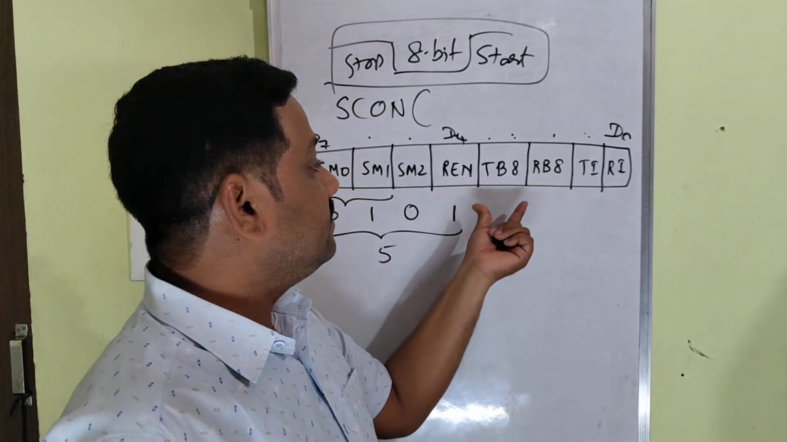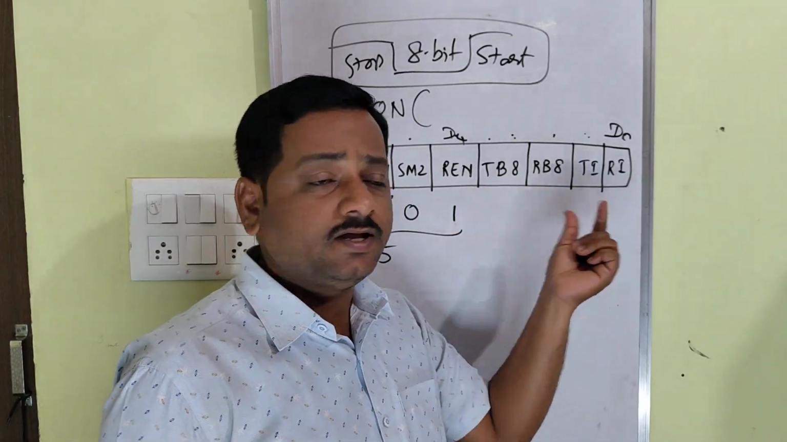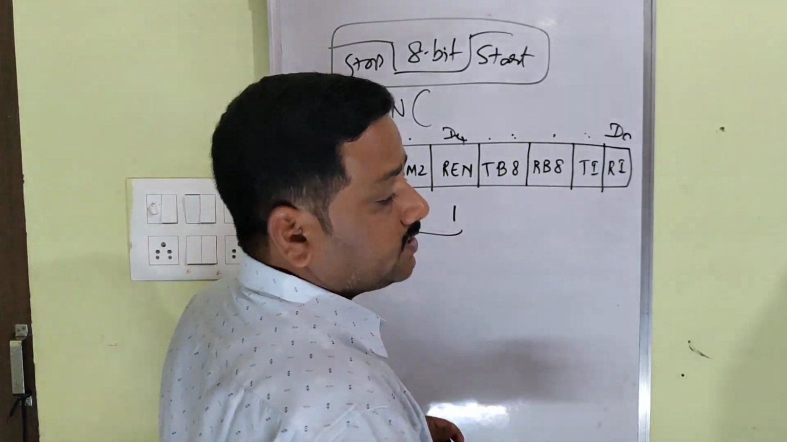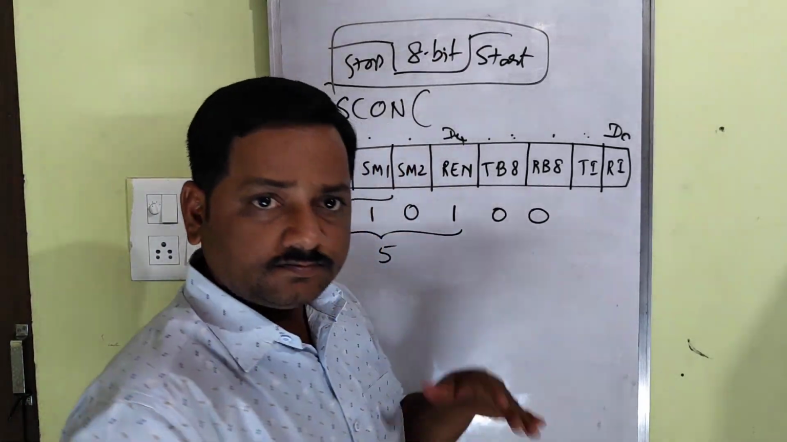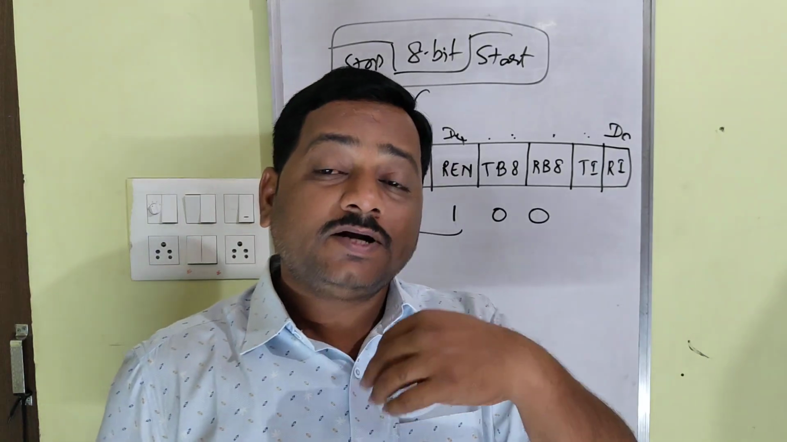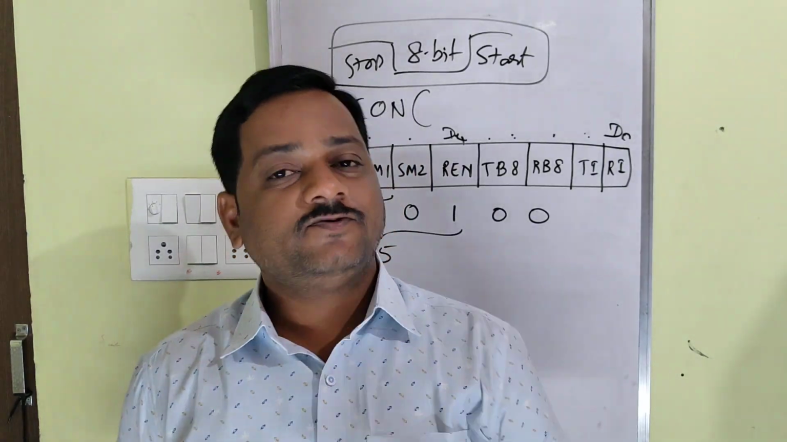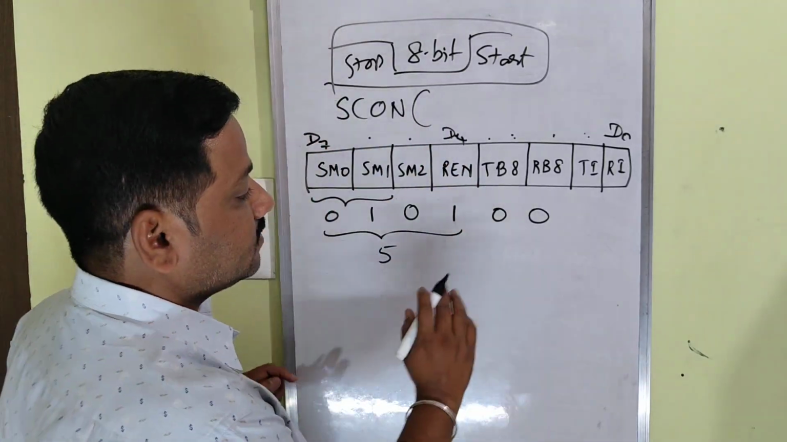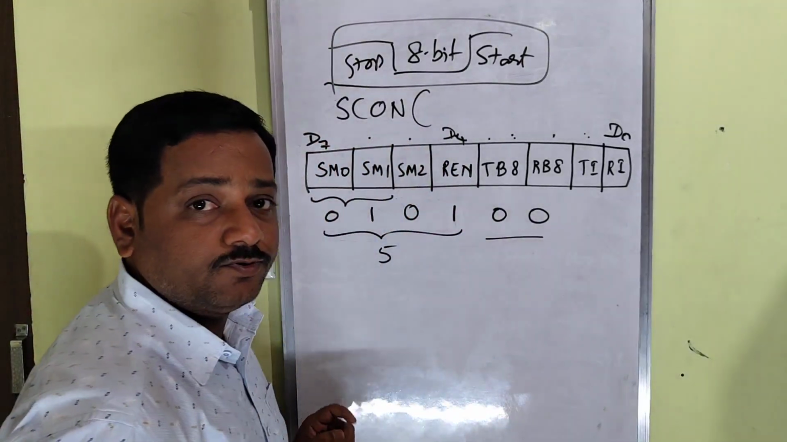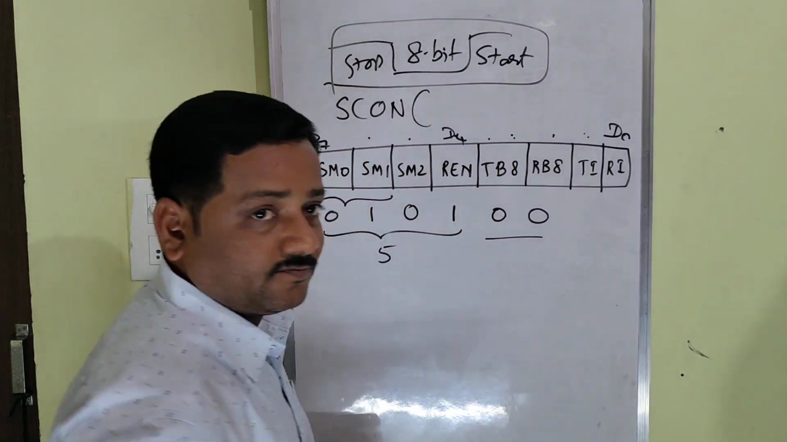Now let us look at these 4 bits. What is actually the importance of TB8 and RB8? Here again, TB8 and RB8 are not related to 8051. It is a general microcontroller feature, but according to our concept, we need to understand. So these two are again not related to 8051, so let us make it 00. We are not bothered about this. Put 0. And these two are important for us.